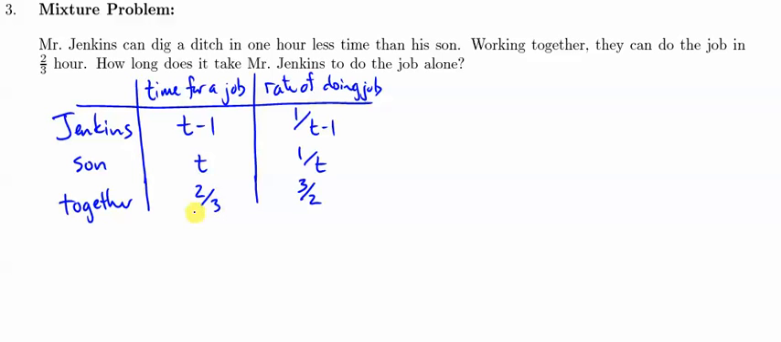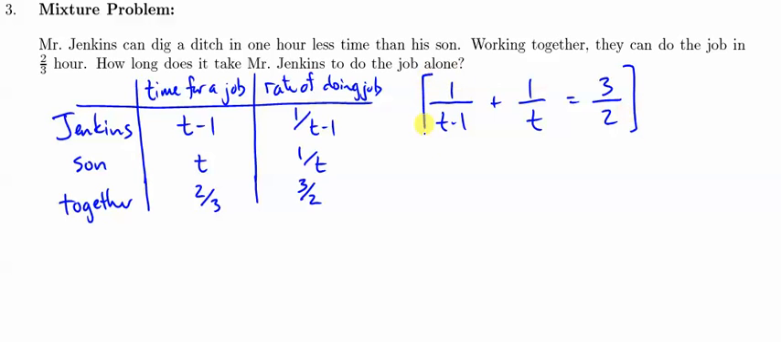Think about it. If a job can be done in 2/3 of an hour, like 40 minutes, that leaves 20 minutes, which is half again the time. So half again of a job could be done, or 3/2 of a job, 1.5 jobs. So from this, we're going to form this equation. We're going to say the rate at which Jenkins works plus the rate at which his son works is equal to the rate at which the two of them together would work.